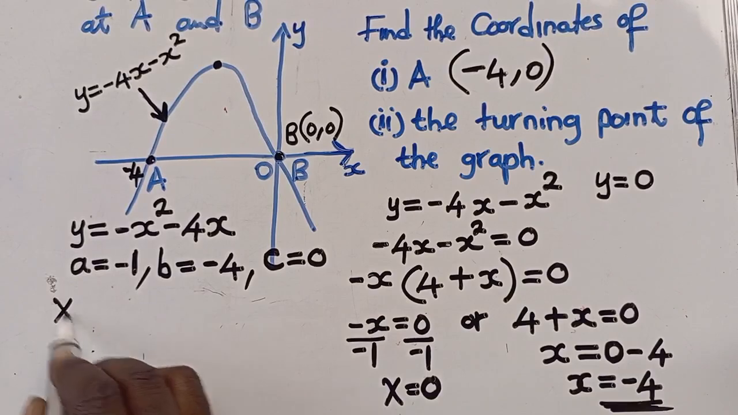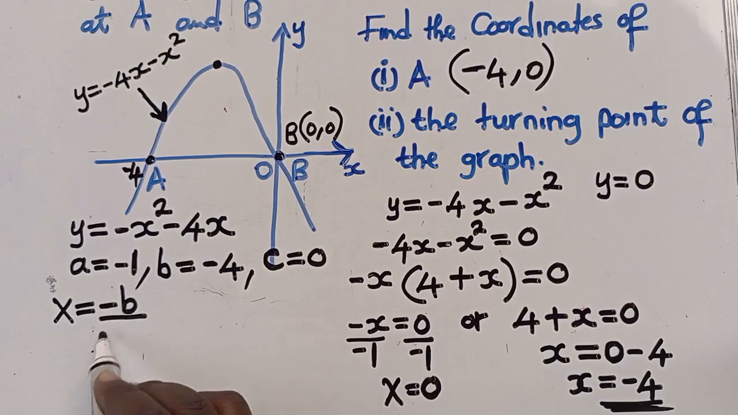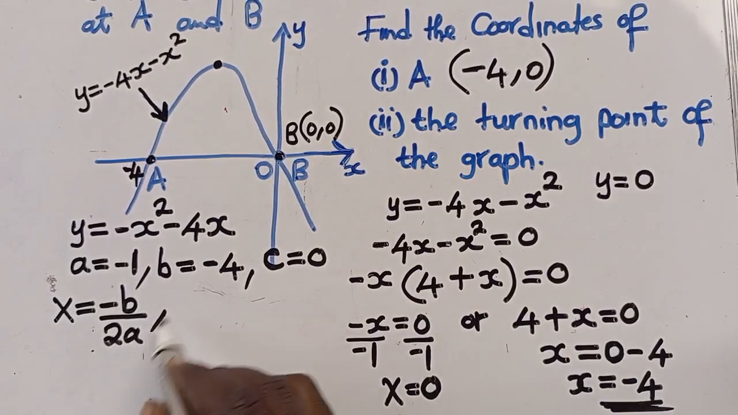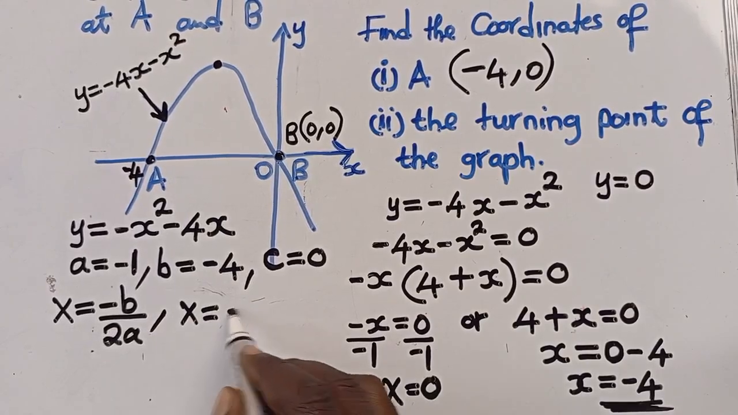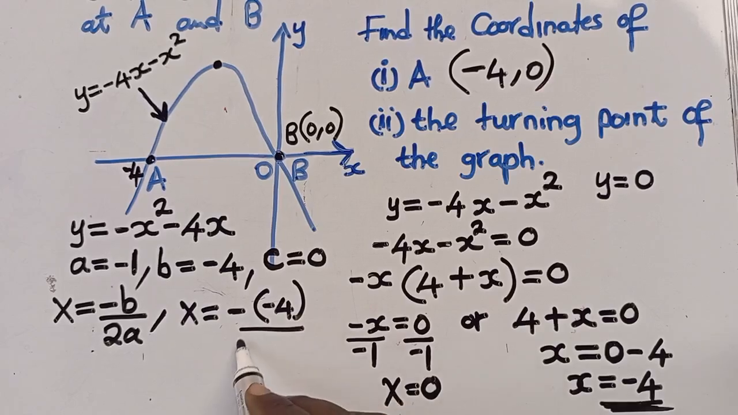First of all, the value of x on the turning point, you can solve it by using this formula. This is a formula that you need to use. So when you substitute x is equal to negative, what is b? Negative 4. You do this. Then 2 multiplied by what? A. A is what? Negative 1.